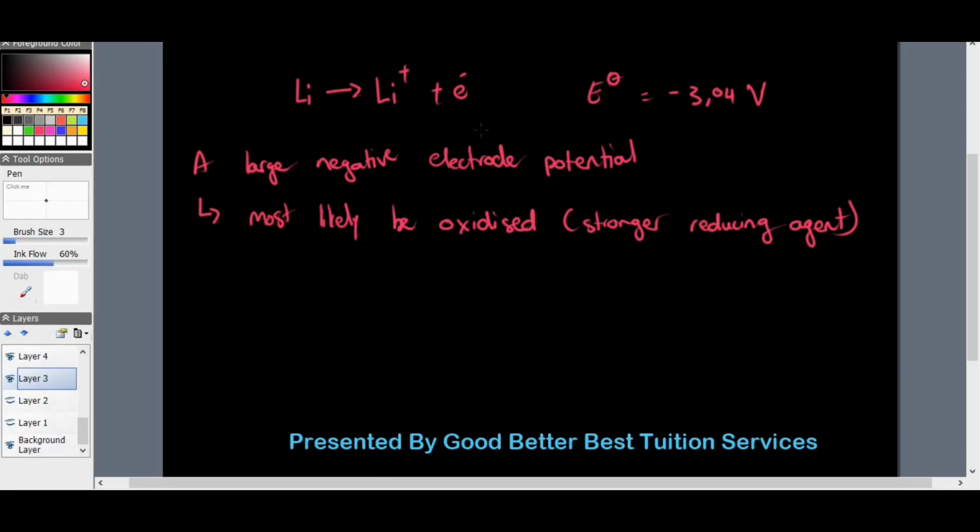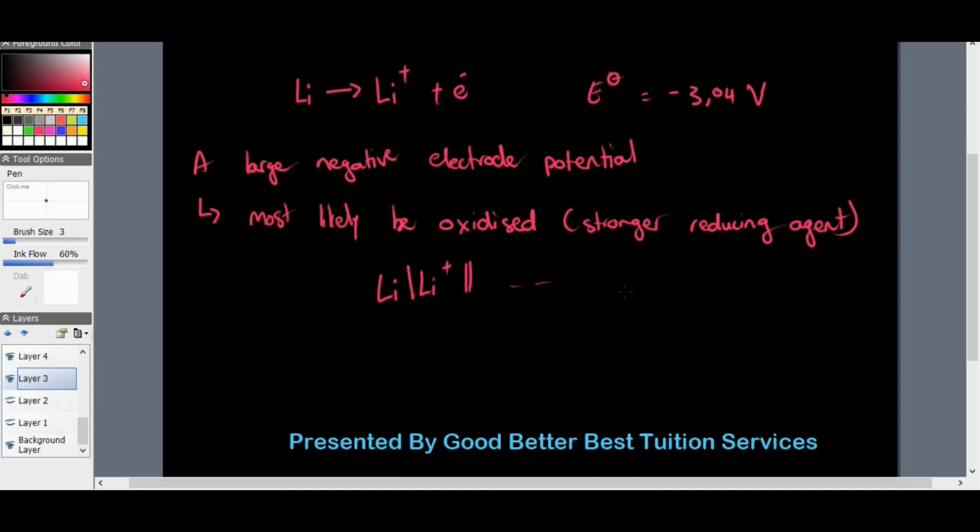So if we had to write that also in cell notation, because it's a stronger reducing agent, it'll be lithium becomes Li plus, salt bridge, and whatever else is there. So that is just explaining, of course, the standard electrode potentials and what those values mean.